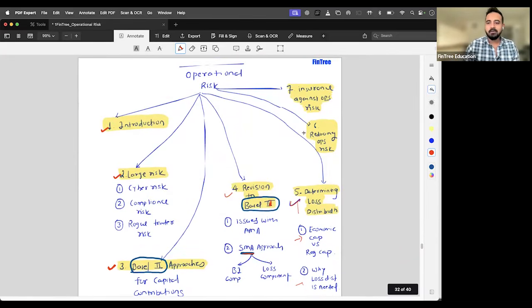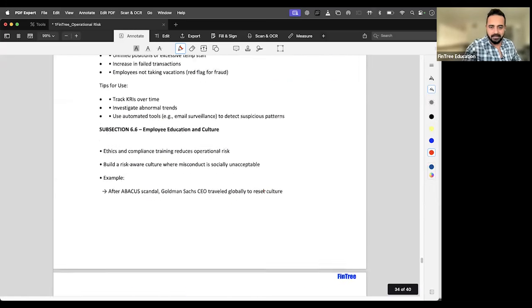Okay, now we have to do 2 final pieces. Theory, easy. We have to look at how do I reduce operational risk, and hey, can I buy insurance against operational risk, and if yes, how? Okay, so just 2 sections and we're done. Let's go to section number 6.